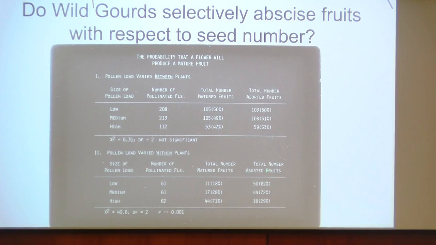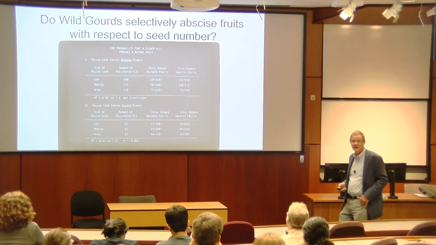However, down here where we vary the pollen load within plants, on the small pollen loads, 82% of those fruits abscise, 72% of the medium ones abscise, and only 29% of the large pollen load fruits abscise. So they did non-randomly abscise fruits based on seed number.